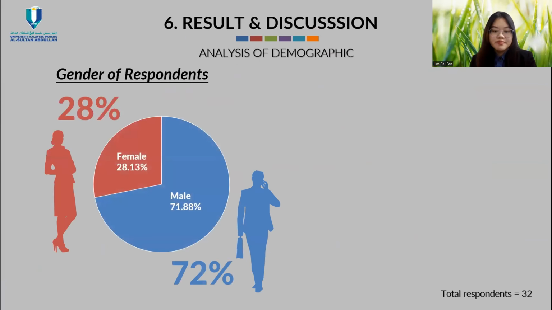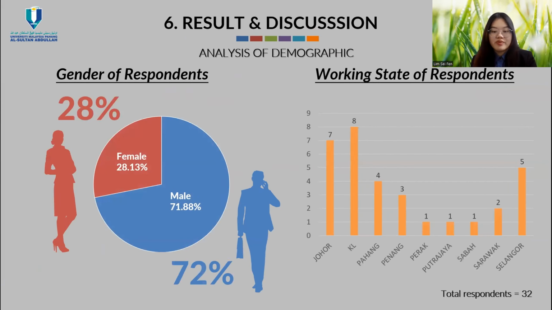As mentioned earlier, the results will be analyzed in two parts, which are demographic and pairwise questions. Out of the total 32 respondents, the majority are male, constituting around 72% of the sample. The research involved respondents from different working states, in which the urban areas are the most involved, such as KL, Johor 7, and Selangor 5.